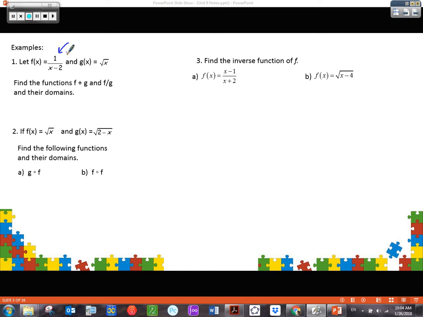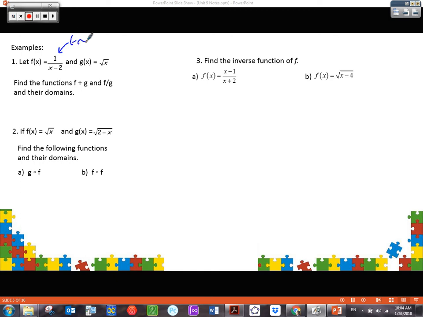So our domain for this one, and I'm going to do both interval notation and set notation throughout the lesson, just so you have a feel for both types of notation. Unless the directions specify, you can do whichever one you want, whichever one is easier, makes more sense to you. So we're going to do interval notation first.